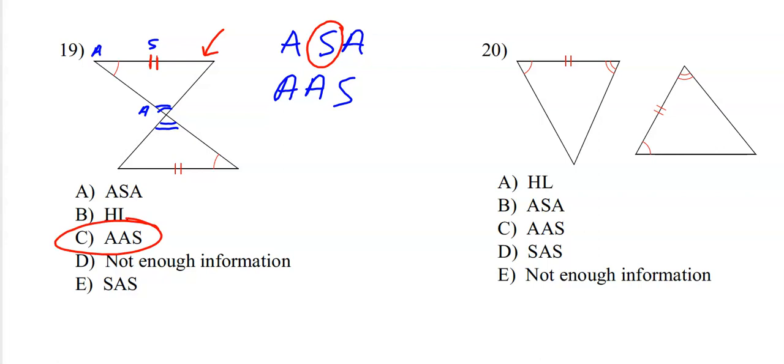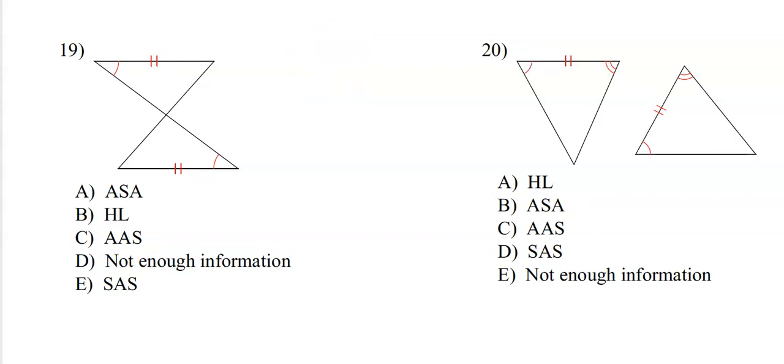Now, if it would have been ASA, I would have needed to have this side. Because with my vertical angle, this side would have been trapped between the 2 angles. All right, so that's kind of a tricky one people screw up on. Number 20, this does look like A. So I got 2 A's. I do have the side trapped between the 2 A's. So this one is B.